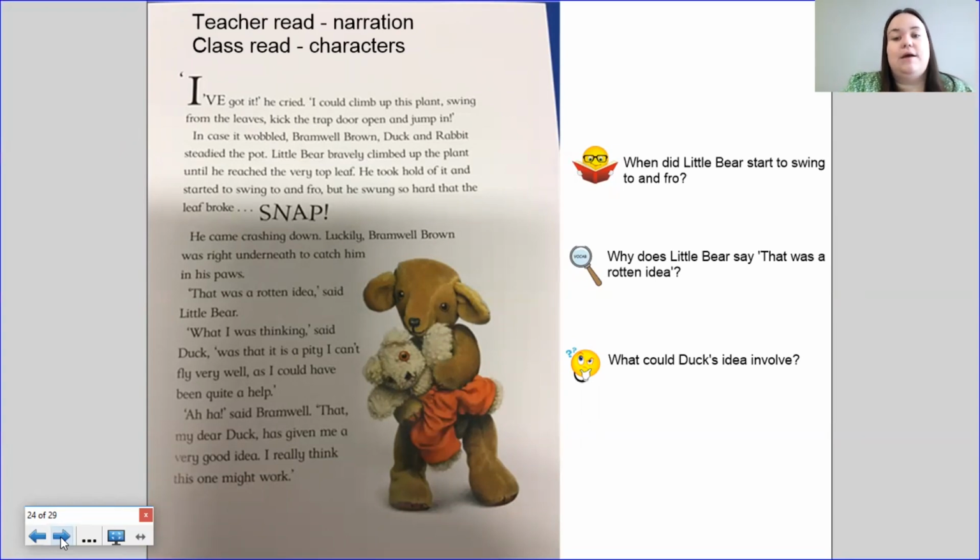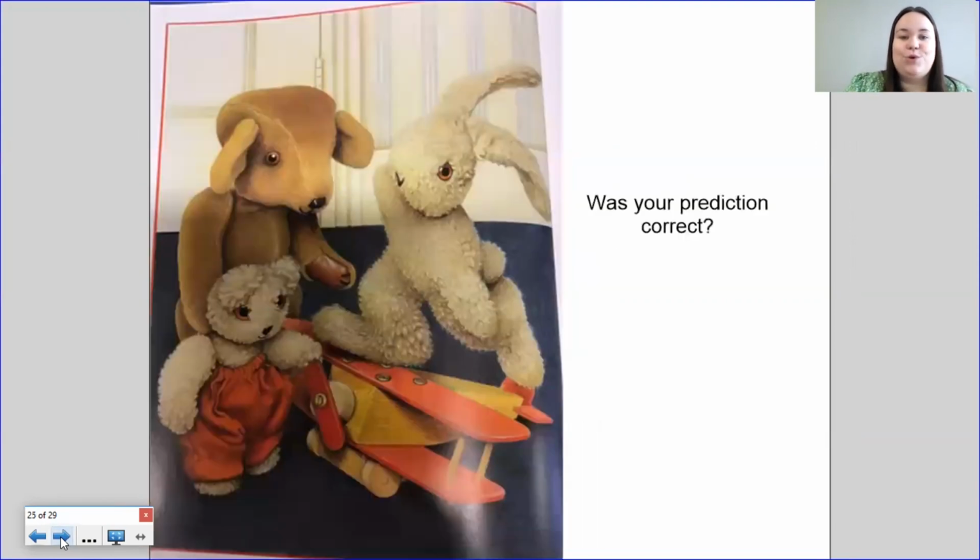When did Little Bear start to swing to and fro? Why does Little Bear say that was a rotten idea? What could Duck's idea involve? Was your prediction correct? They found a wooden aeroplane.